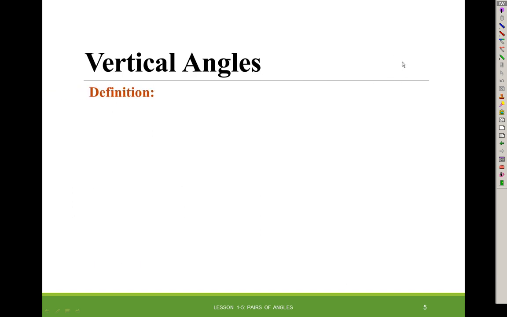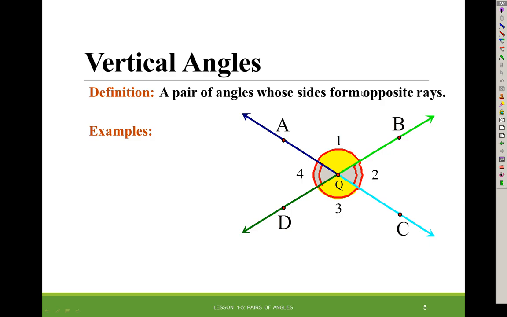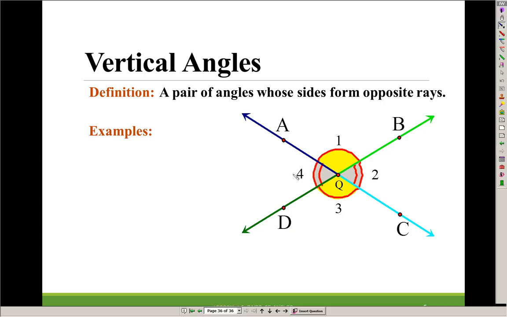Vertical angles. Angles whose sides form opposite rays. And the best way to see that is in a picture like this. They make a bow tie. So if you consider angle 2 and angle 4, they're on opposite sides of intersecting lines here. They make a bow tie looking thing. Vertical angles make a bow tie.